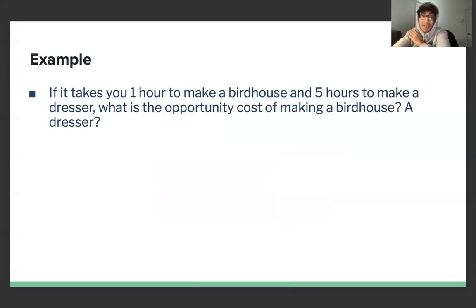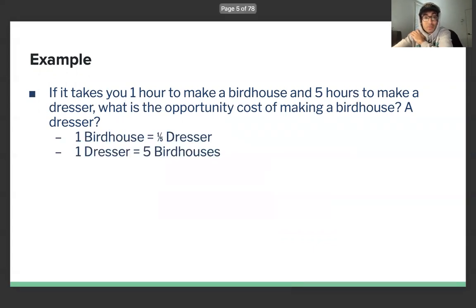Okay, so let's move on to an example. If it takes 1 hour to make a birdhouse and 5 hours to make a dresser, what's the opportunity cost of both the goods? So for the birdhouse, the opportunity cost of one birdhouse is a fifth of a dresser, because a birdhouse takes an hour, and within that hour we can finish a fifth of a dresser because a dresser takes 5 hours. Same logic for the dresser. The opportunity cost of one dresser is 5 birdhouses because it takes 5 hours to make a dresser, and in 5 hours we can make 5 birdhouses.